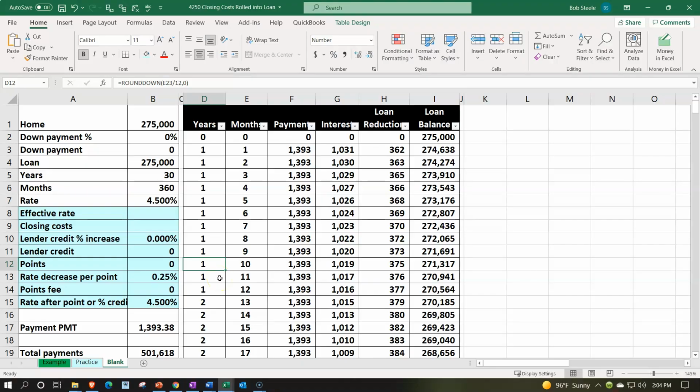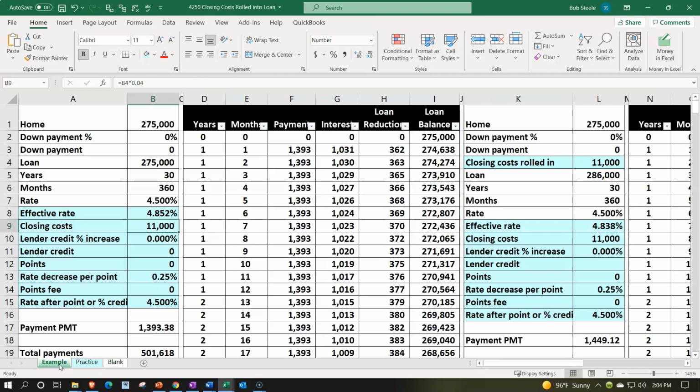If you have access to the Excel worksheet and would like to follow along, we have 3 tabs down below: example, practice, and blank tab. Let's take a look at them now, starting with the example tab, in essence being an answer key.